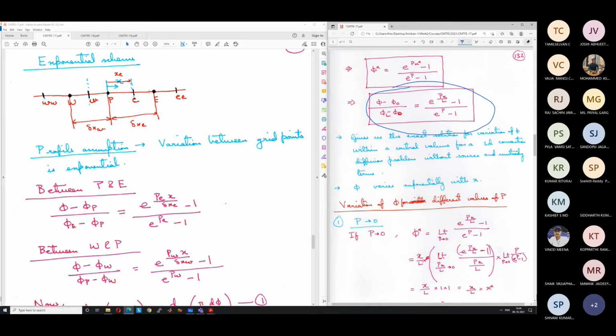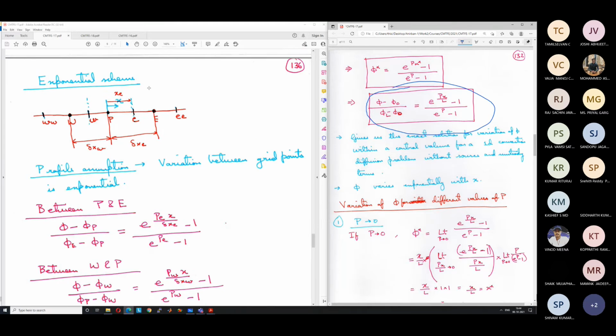Now, what is our profile? Remember, this is still finite volume, we should not lose track. We have to take a profile assumption. In this case, our profile assumption we will take as exponential variation. Previously, we had taken linear, step, all these types. Some of them worked, some did not work. Now the variation is going to be exponential. Why? Because we have seen that the variation looks like exponential, at least for the simple convection diffusion problem.